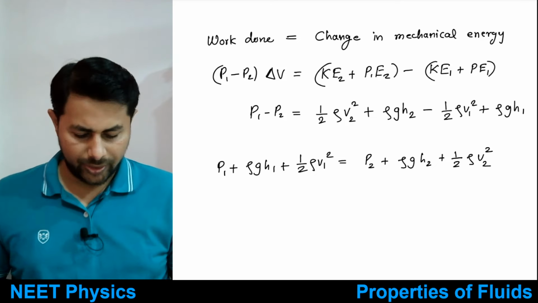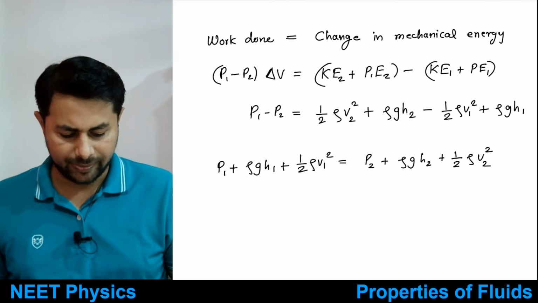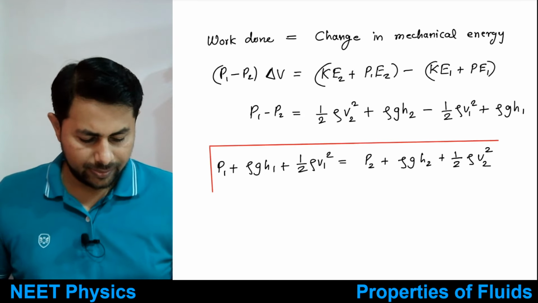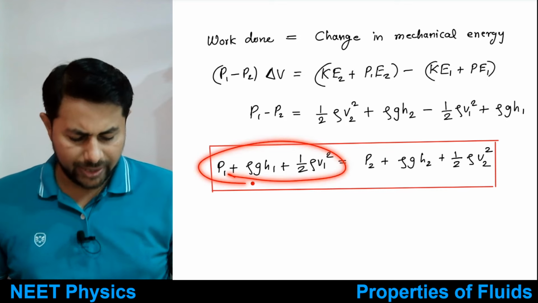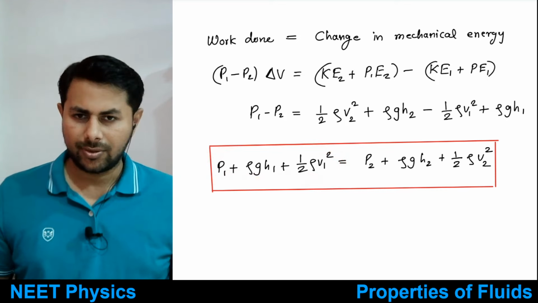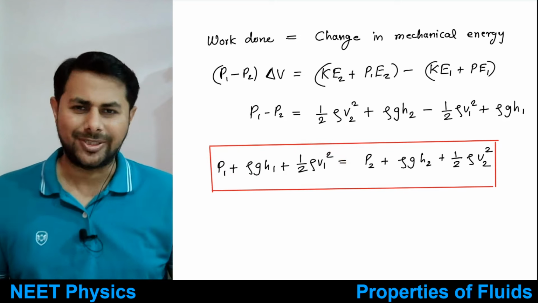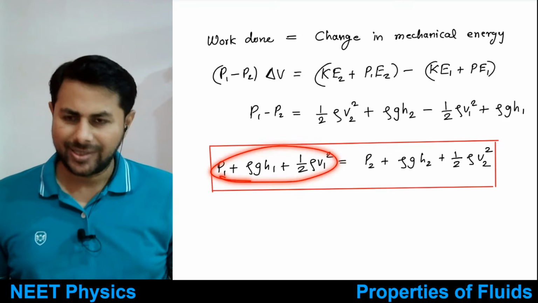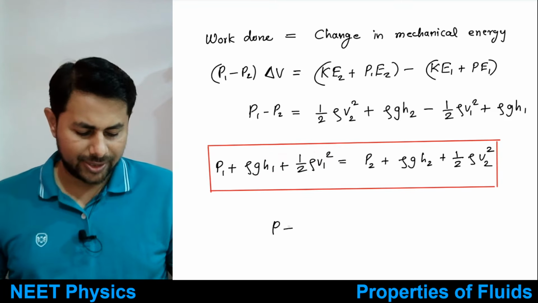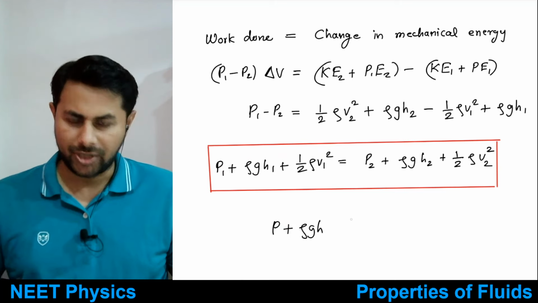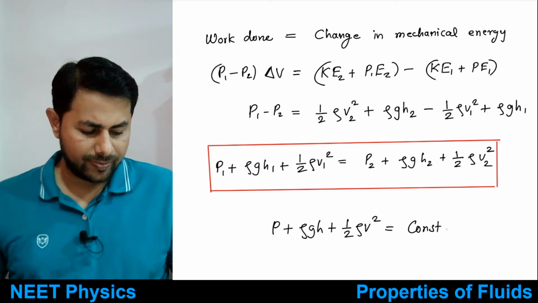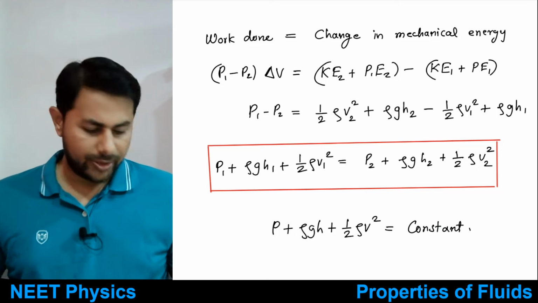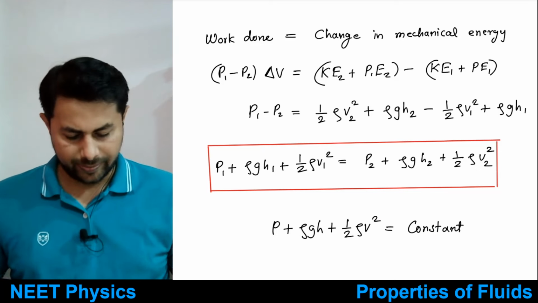So what we have used is just conservation of energy. And then what you get is Bernoulli's theorem. These two points can be any two points, and therefore what we can say is that pressure plus rho gh, that is potential energy per unit volume, plus half of rho times v square, is constant for a fluid in streamline flow.